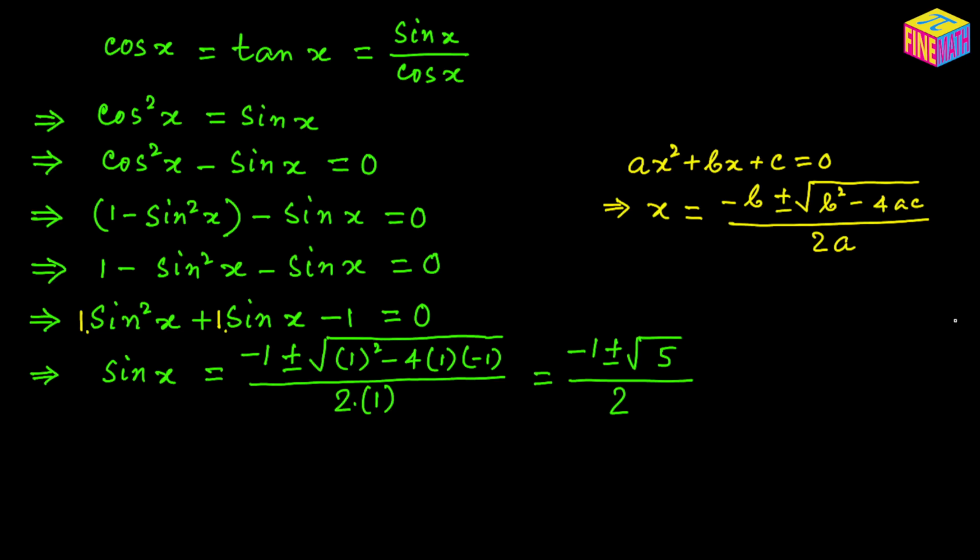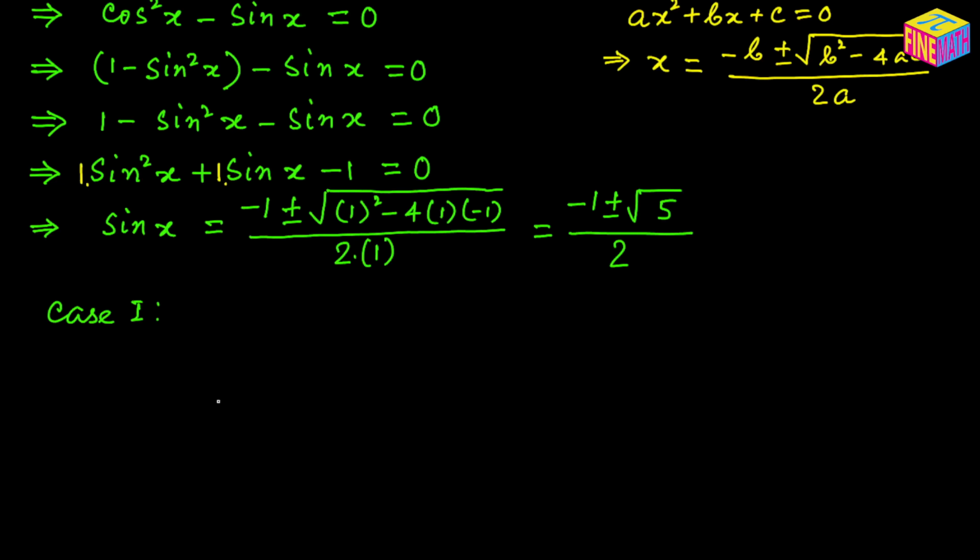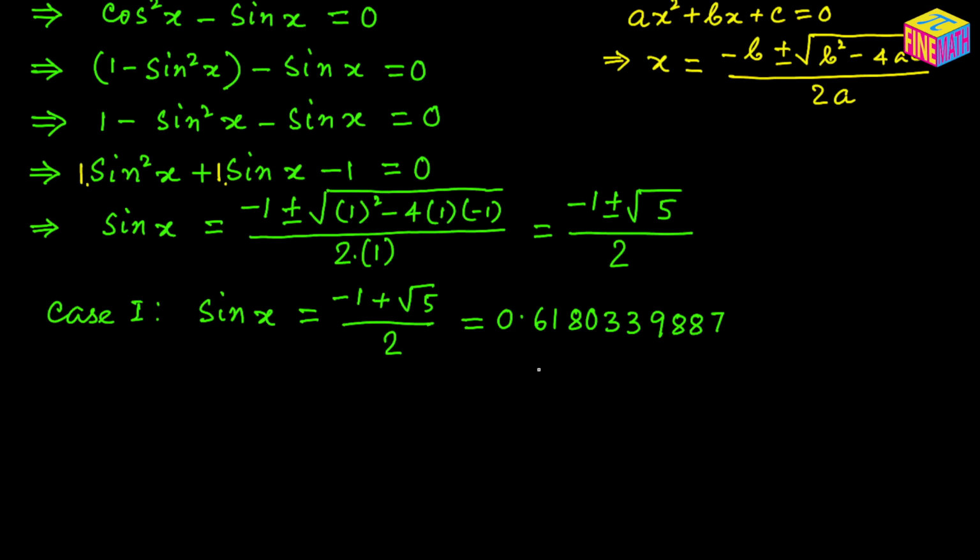Now there are two possible values here. In the first case, let's take the positive sign, so we can say sine of x equals negative 1 plus square root of 5 over 2, and that will be equal to 0.6180339887, which is less than positive 1. So this is looking like a good value for sine of x. It does not violate the range of sine of x, so this is good. I think this is acceptable.